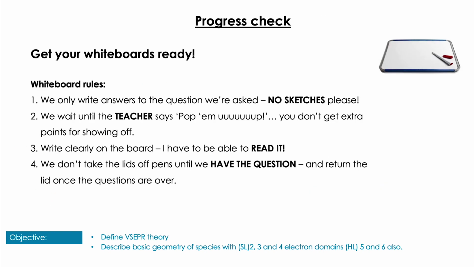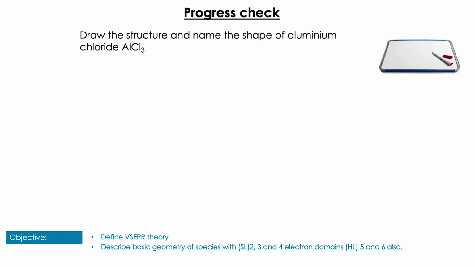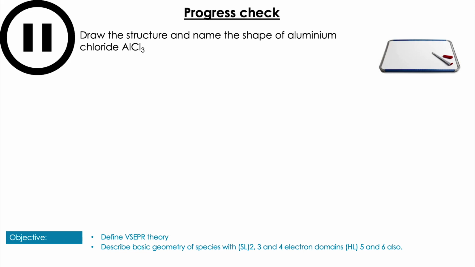Okay, so let's try some questions, and do take the time to really have a go at these. So the first question, draw and name the structure for aluminium chloride, AlCl3. Pause the video to have a go at that.